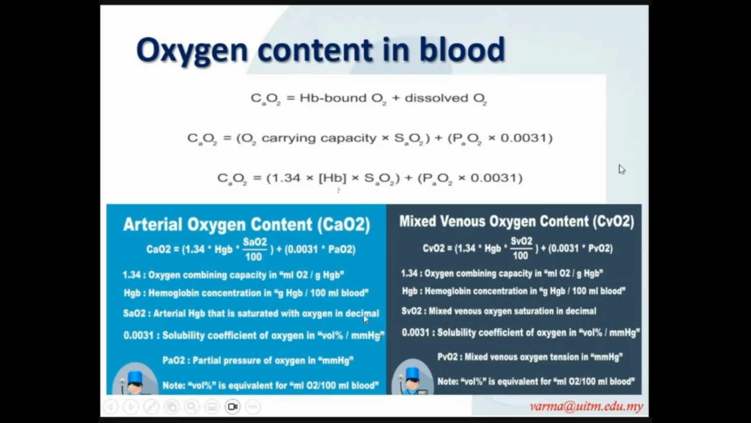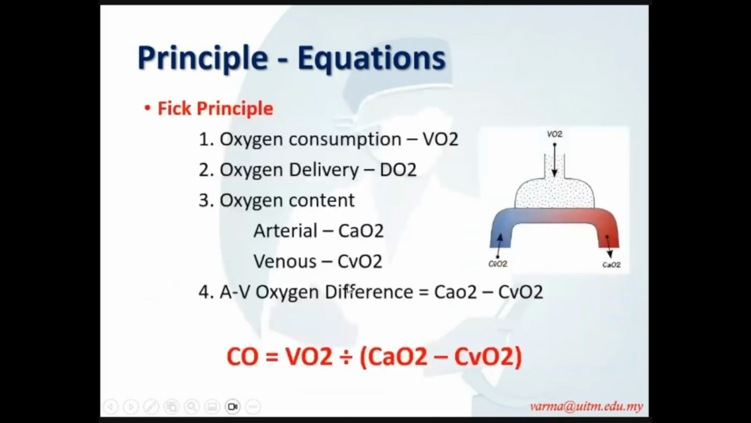All these units must be correct. Your PaO2 must be in millimeter mercury, and your hemoglobin must be in gram per 100 mL. And then your SaO2 must be in decimal. Let's say your SpO2 shows 97%, so you have to put 0.97 in decimal. Then only you can get it. Same goes for CvO2.